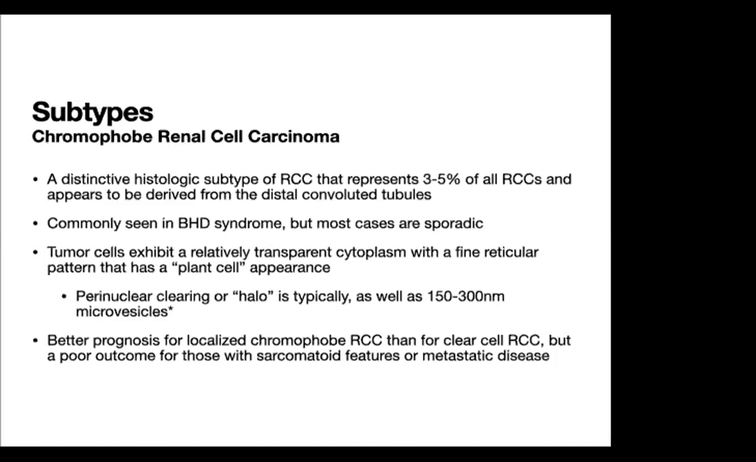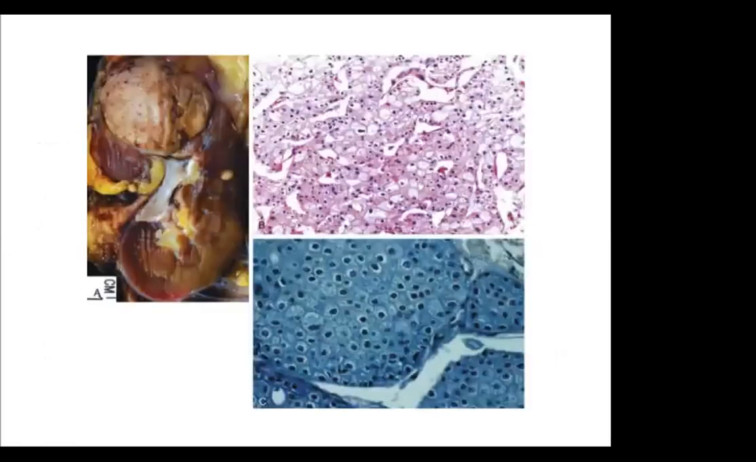They have a better prognosis for localized chromophobe RCC than for clear cell RCC, but poor outcome for those with sarcomatoid features or metastatic disease. So here are pictures of your chromophobe RCC, homogeneous tan tumor. And on picture B, you have your chromophobic cells with a plant cell appearance. And lastly is with staining of Hale's colloidal iron, which is diagnostic for your chromophobe RCC.